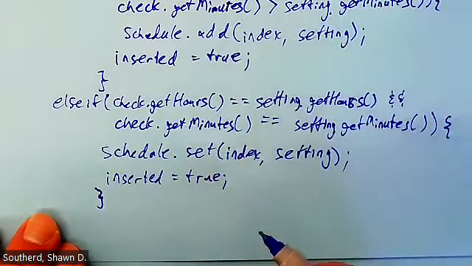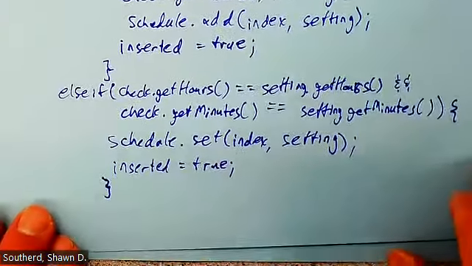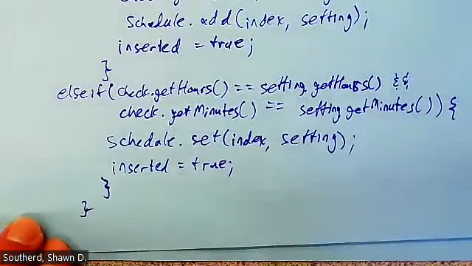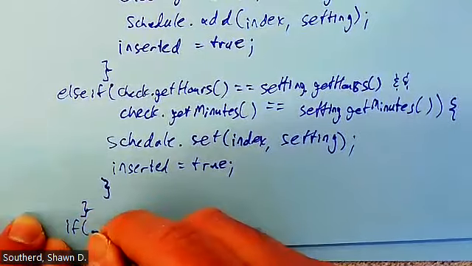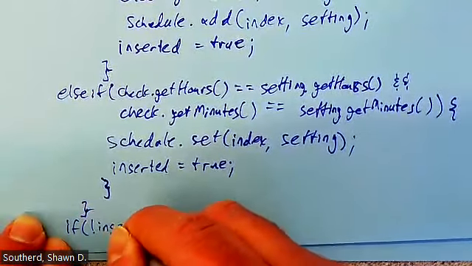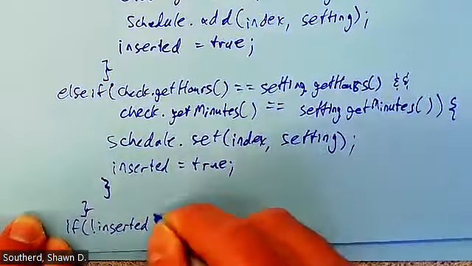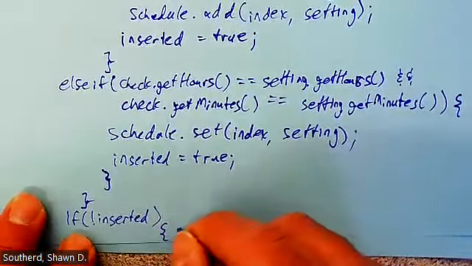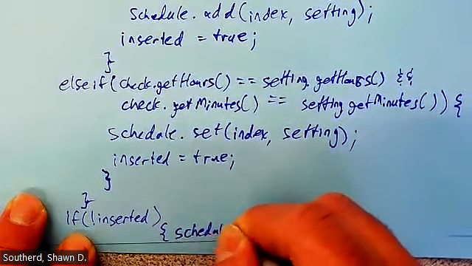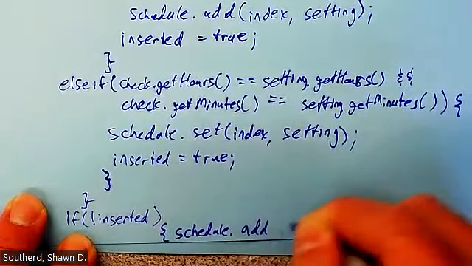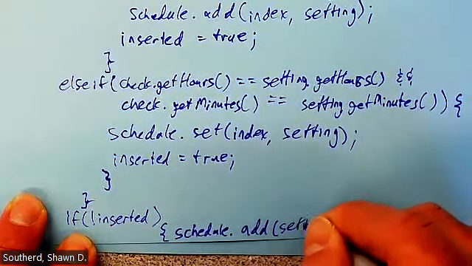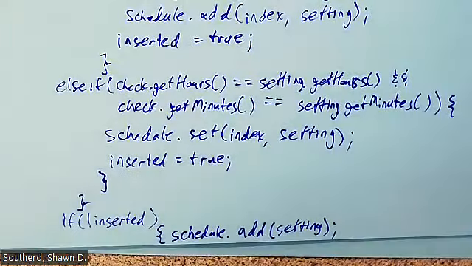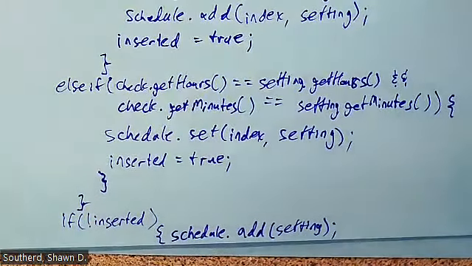Because now at the end of this for loop, we need to go ahead and close it out. So I'm going to do that because outside of this for loop, I'm going to check and see, hey, is inserted still true or is it still false? Well, if it is false, then we're going to go ahead and now add that setting all the way at the end. Recall that this add method adds that element all the way at the end of the list, no matter what.